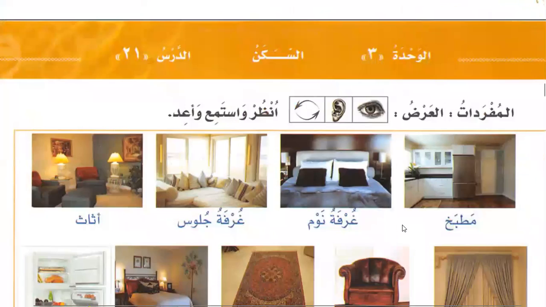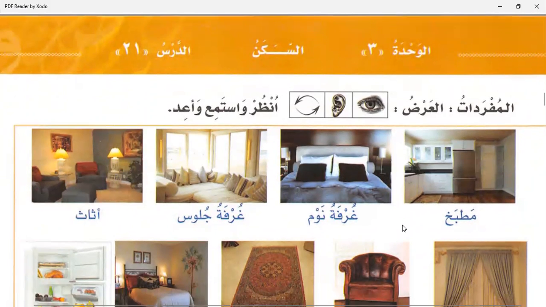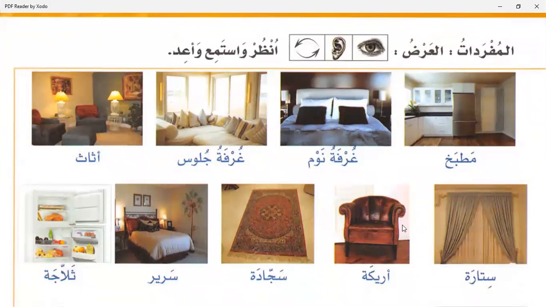Okay. Next, we have vocabulary. Anyone raise her hand? If anyone wants to read the vocabulary, then raise her hand. Okay, Miss Rahma, you will read it. Ms. Rahma, unmute your microphone. Are you available? Okay, read that. Assalamu alaikum wa rahmatullahi. Wa alaikum assalam wa rahmatullahi wa barakatuh.